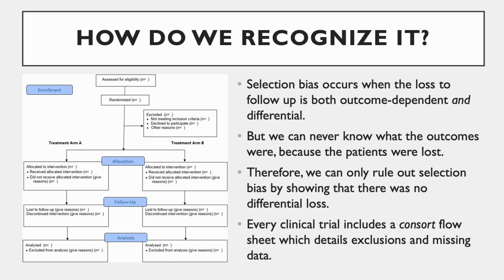So how do we recognize selection bias in a clinical trial? Selection bias essentially occurs only when there is both differential loss and outcome-dependent loss to follow-up. But since we can never really know what the outcomes would have been for patients who are lost to follow-up, we can really only identify the possibility of selection bias by noticing when there is differential loss. For that reason, every clinical trial comes with a CONSORT flow sheet, which is a figure that details the exclusions and the missing data patterns at each stage of the trial implementation.